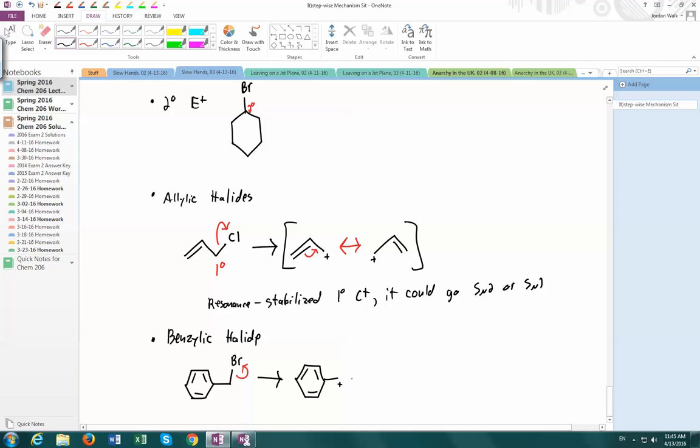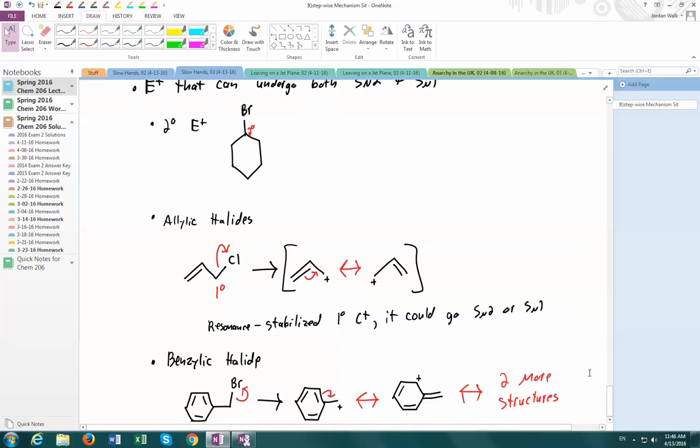And so can that be resonance stabilized? Most certainly, right? So we could say this structure is a possibility. And so ultimately, there's going to be two more structures. And so again, we find that we have a primary alkyl halide, but because we're next to some pi bonds, and in this case it's a full benzene ring, it's going to be a particularly stable benzylic halide or carbocation. And so again, SN1 or SN2 can be possible.